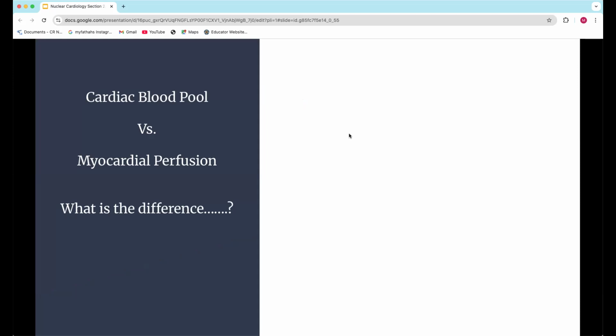I want to start out by asking a question to you guys. We've learned about MUGA scans, which is cardiac blood pool. Today we're going to learn about myocardial perfusion. So my question is, what is the difference between those two?